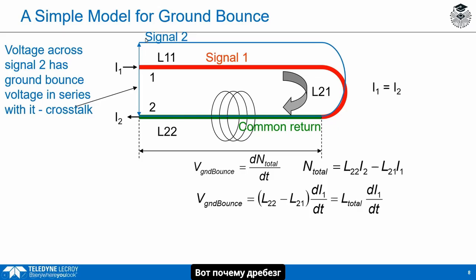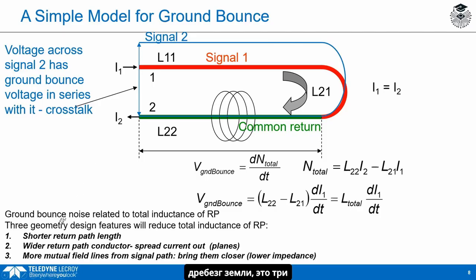And that's why ground bounce can be insidious, that it's not just the signal line that's generating the ground bounce that's affected. It's when we have the shared return, it's multiple signals going through that shared return, and it's any other signal sharing that return that's going to see the ground bounce.